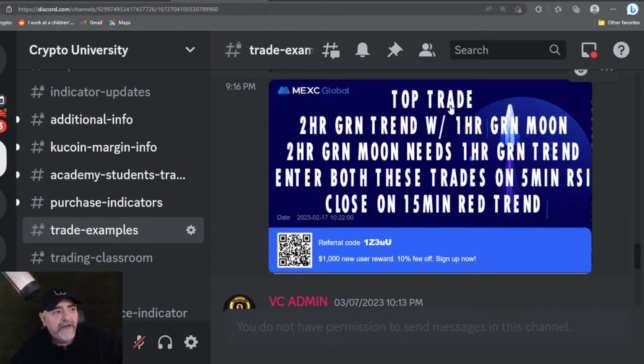As we scroll down here, I'm going to simplify this. Here's another top trade. Here's the main trade that we really want to focus on, right here.